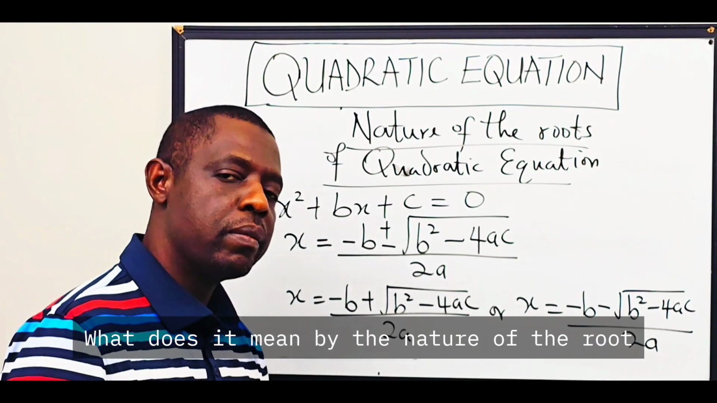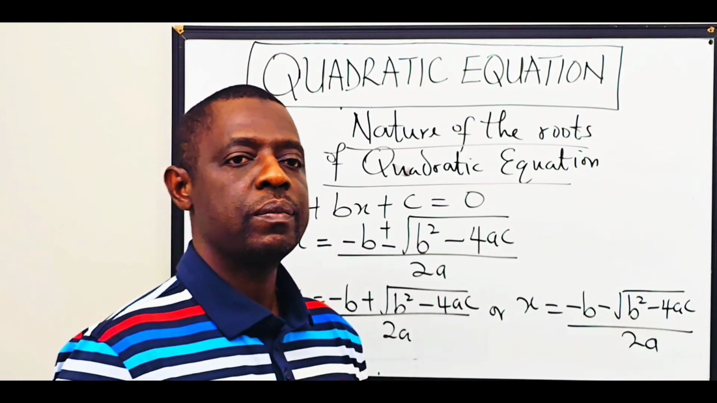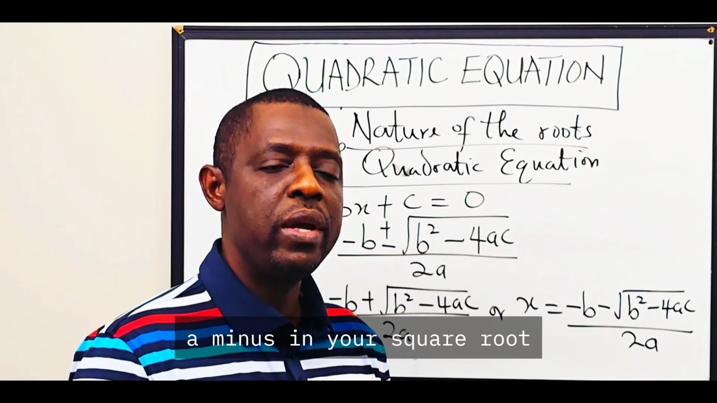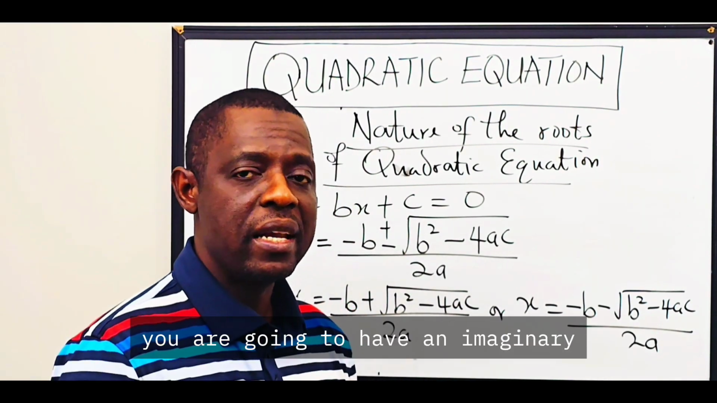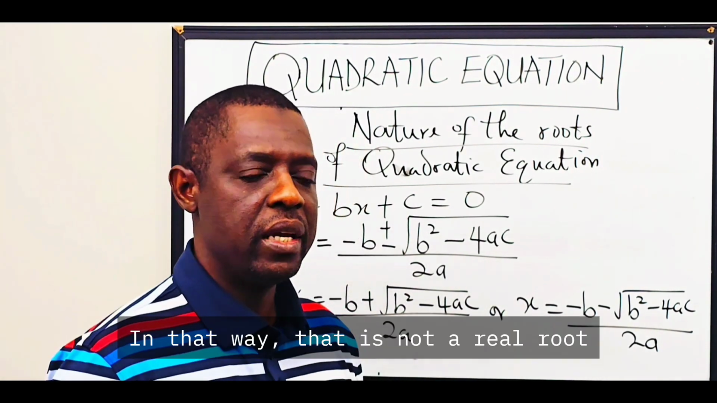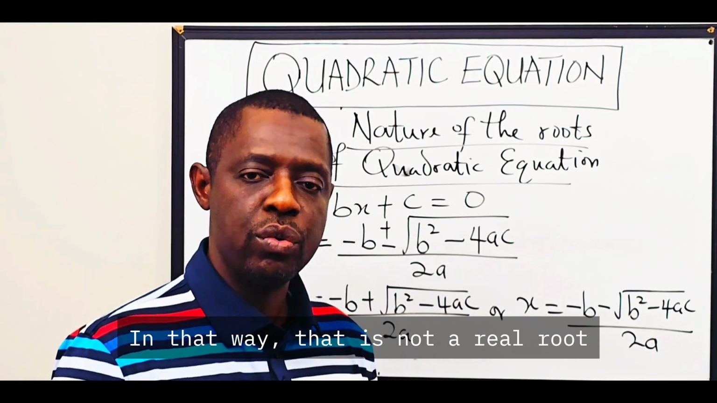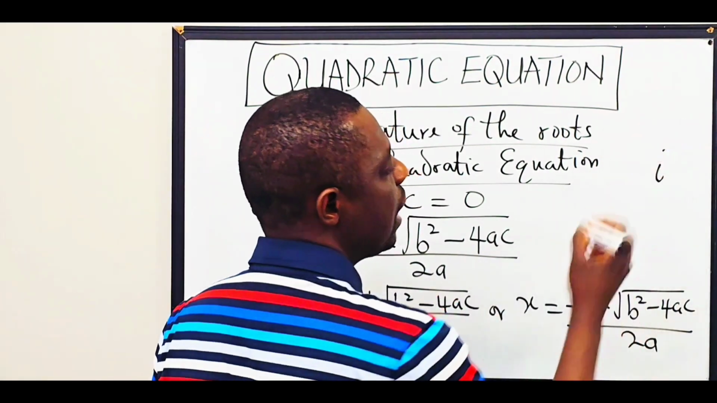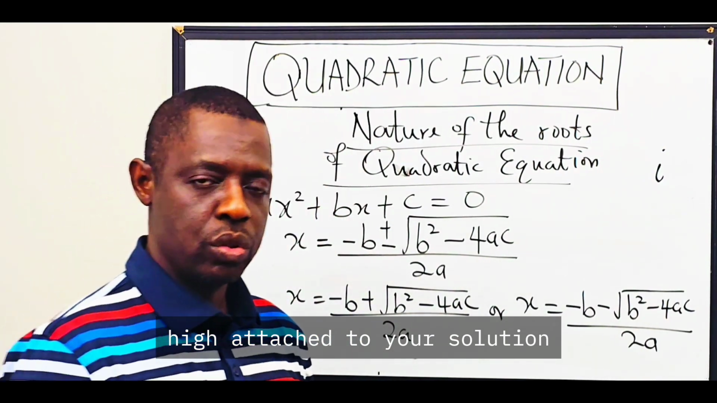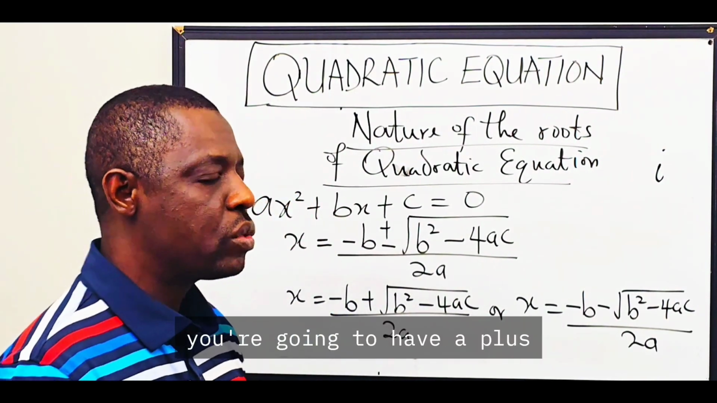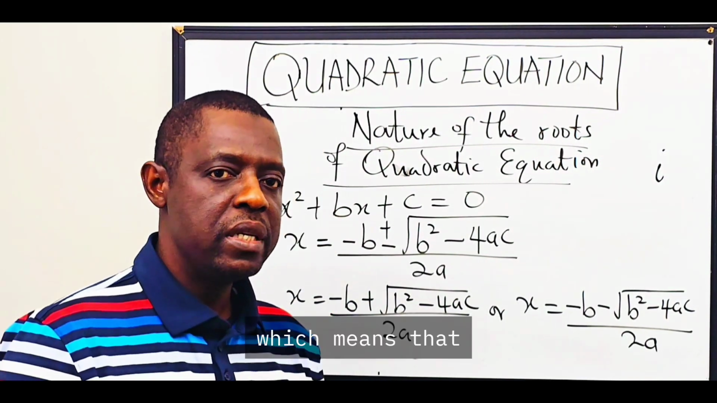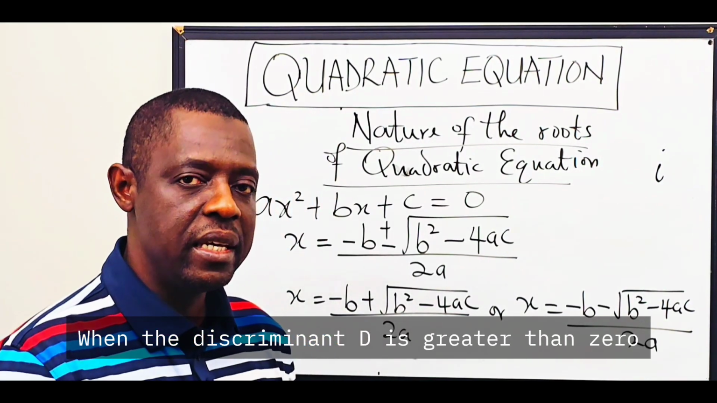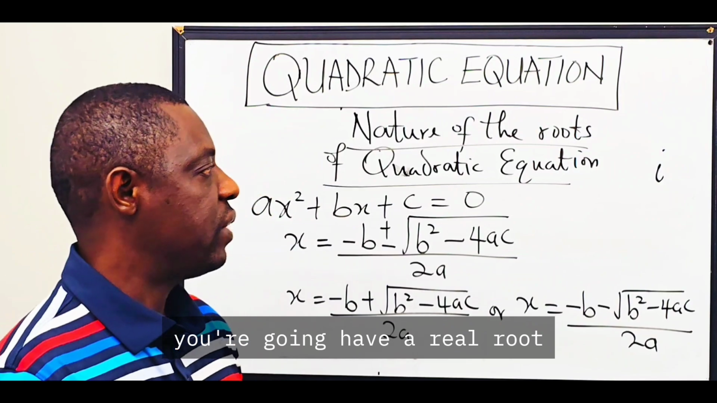What does it mean by nature of the root? Sometimes when you're solving a quadratic equation, you are going to have a minus in your square root. And when you have a minus in your square root, you're going to have an imaginary root. That is not a real root, it is an imaginary root, so you're going to have something like i attached to your solution. But in some other cases, you're going to have a plus, which means that the discriminant must be greater than 0. When the discriminant d is greater than 0, you're going to have a real root.